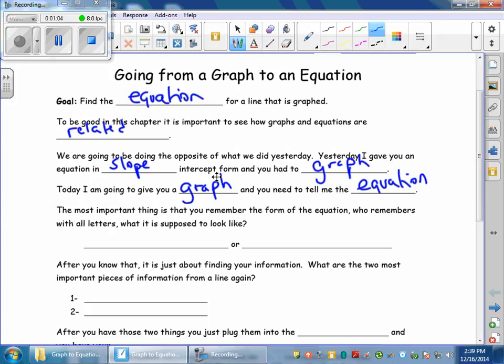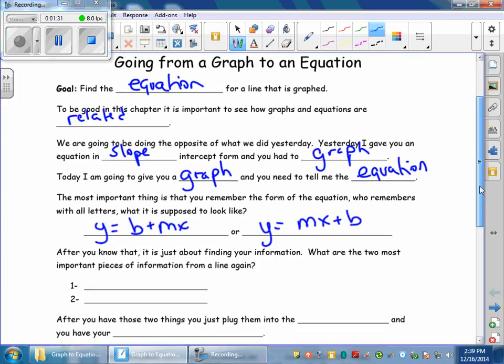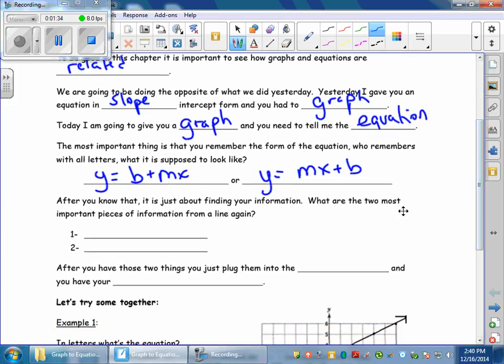Now, the most important thing is that you remember the form of an equation. Does anyone remember what all in letters this is supposed to look like? It is y is equal to, we said b plus mx yesterday, or the way that I'm used to writing it, and the way that I'm sure most teachers are used to writing it, is mx plus b. They're the same thing, just the mx and the b switched around. The important things, though, are these two pieces of information. Does anyone remember what those are?